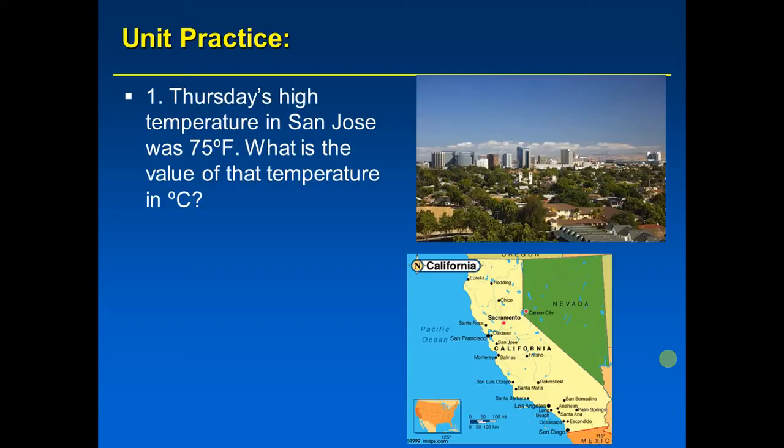The water helps moderate the extreme heat in the summer. What is the value of that temperature in degrees Celsius? Okay, so you're given a high temperature in degrees Fahrenheit, and you want to convert to degrees Celsius.